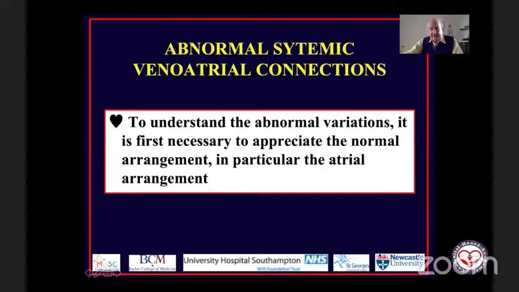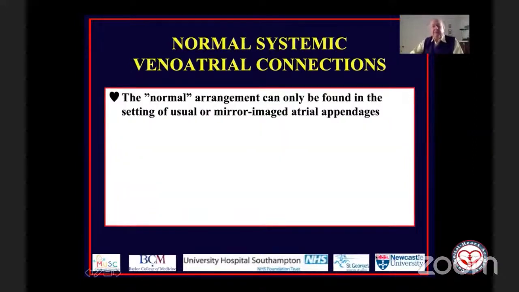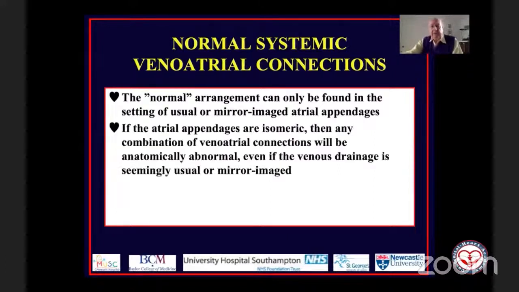Now, we've emphasized that to you before, but it's particularly important in this setting, because it follows that you can only have a truly normal arrangement when we have either usual or mirror-imaged atrial arrangements. And arguably, even in the mirror-imaged atrial arrangement, the situation is not entirely normal, but then it is normal for those mirror-imaged arrangements because the overall systemic veno-atrial connections themselves will be mirror-imaged.